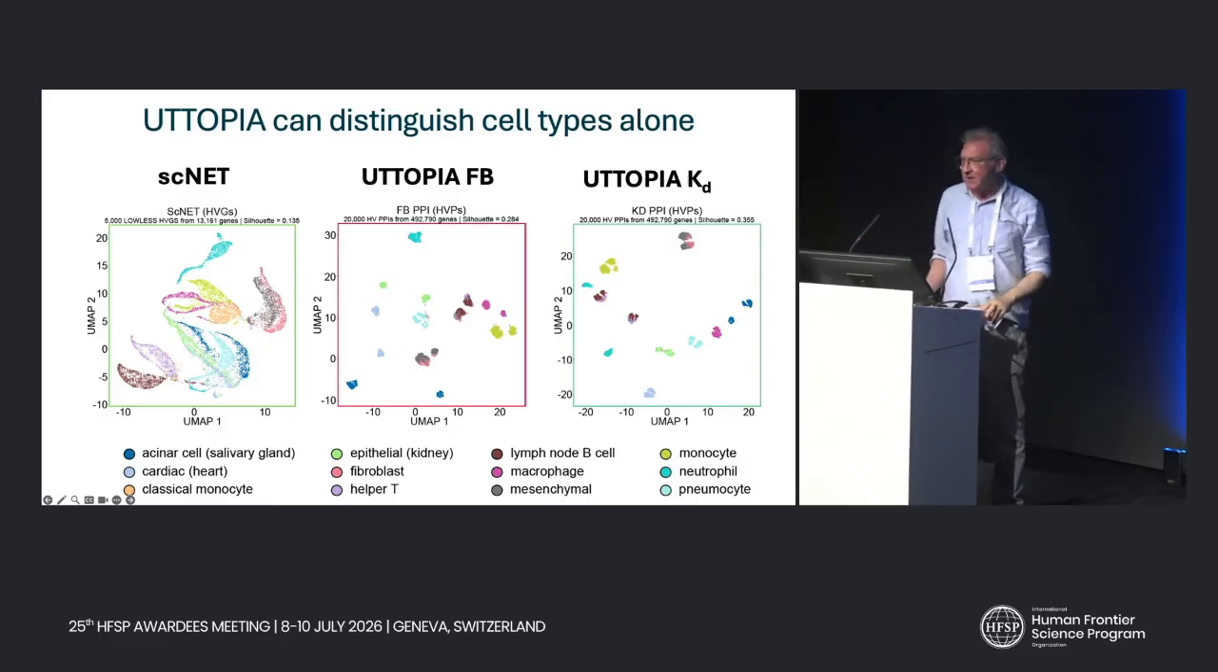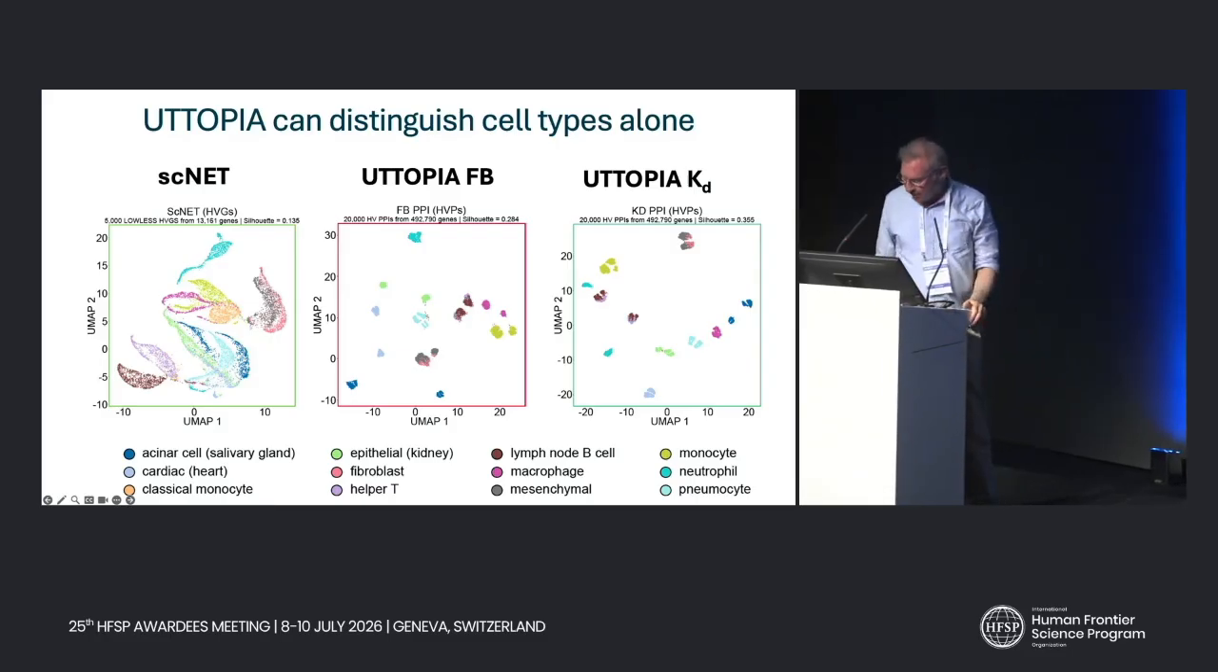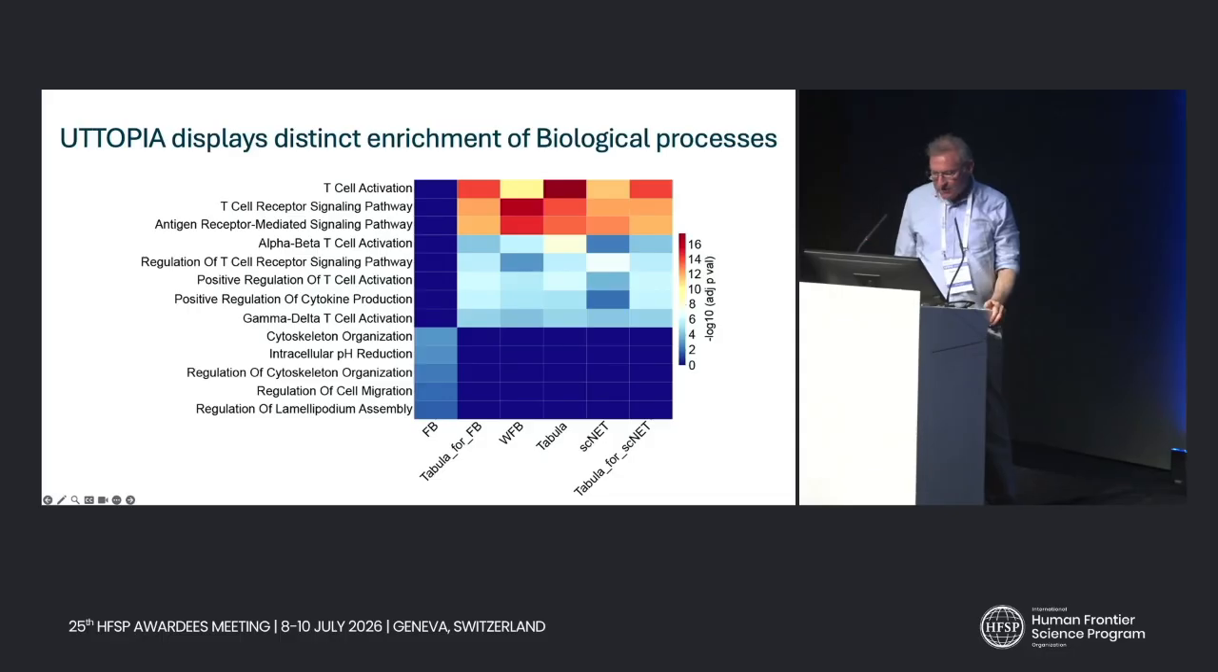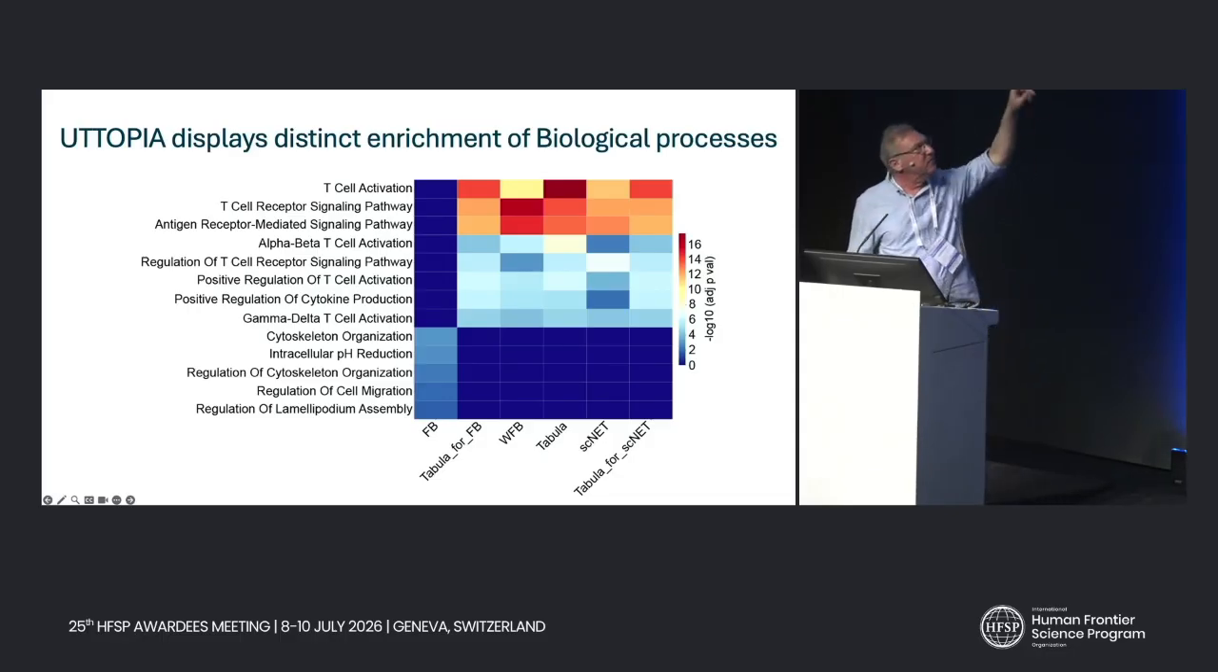And as you can see, it performs pretty well, just as well. It also, when we look at enrichments for specific cell processes, this is for CD4 positive cells, we get the same patterns as for our results, which are on the left, versus SCNet on the right.